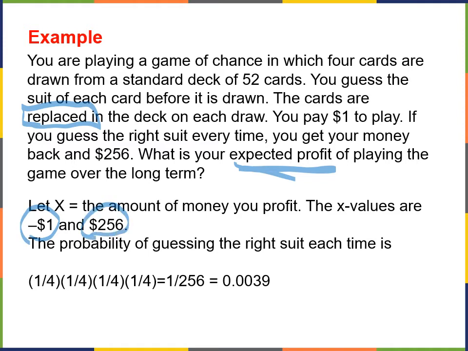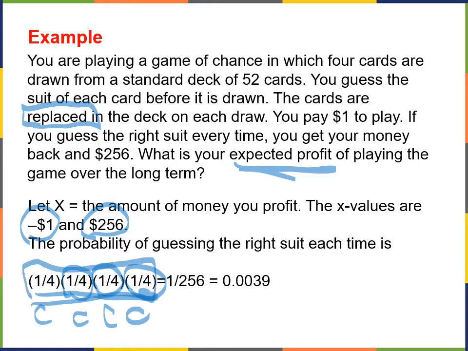What's the probability that you actually guess this right 4 times in a row? Well, think about it. There's 4 suits total. So each time you pull a card out, the chance that you're going to guess it right would be 1 in 4. So the probability that the second card is guessed right is also 1 in 4. The third card is 1 in 4. The fourth card is 1 in 4. The probability that all of them were right: this one's correct, this one's correct, this one's correct, and this one's correct. You would multiply those probabilities together using the multiplication rule. And what you get is 1 over 256. So this is the probability that you're going to get this all correct.